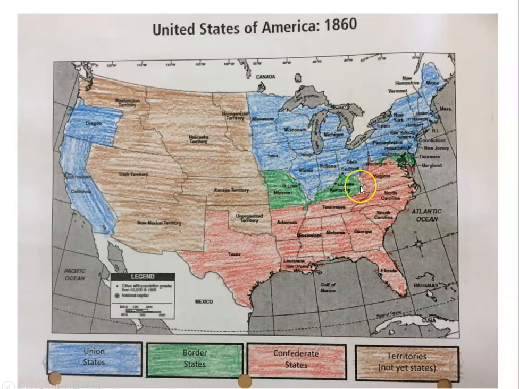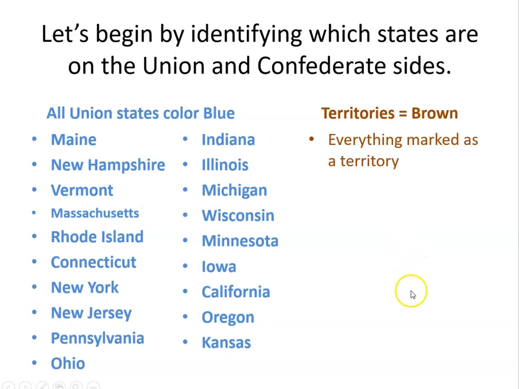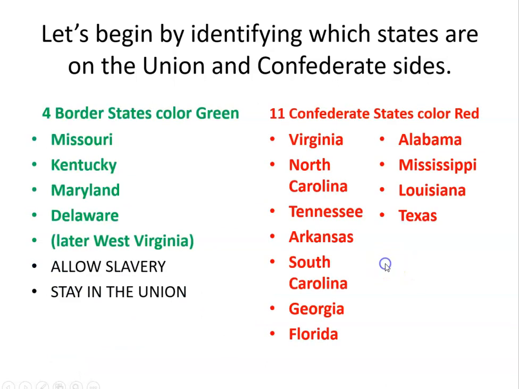The green states are called border states, not neutral by any means, but their populations are bitterly divided. All of those green states allow slavery, but they don't ever actually join these 11 Confederate states in trying to be part of a new country. All the brown area out here is called territories. There's not areas that had enough people yet to become states. Here's a list of those Union blue states on the left side of the screen and territories on the right. And also, border states are on the left. The 11 Confederate states trying to create a new country are in red on the right side of our screen.